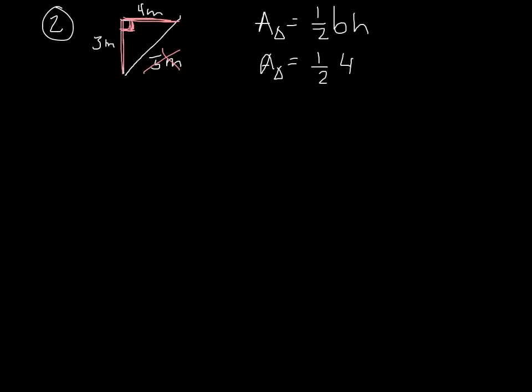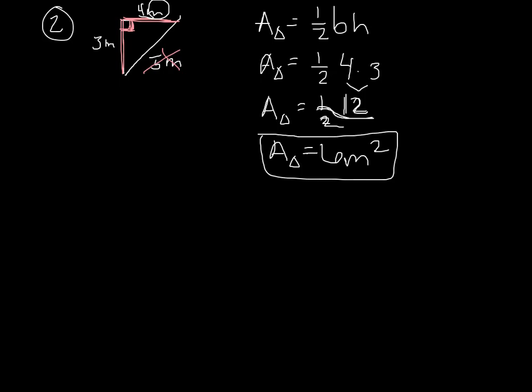So I just have 1/2 times 4 times 3. Area of a triangle equals 1/2, 4 times 3 is 12. Area of a triangle equals, what's 12 divided by 2? Remember, because we can just stretch that line out, it's 12 divided by 2. So area equals 6 meters squared. That would be our answer, and we're good to go.